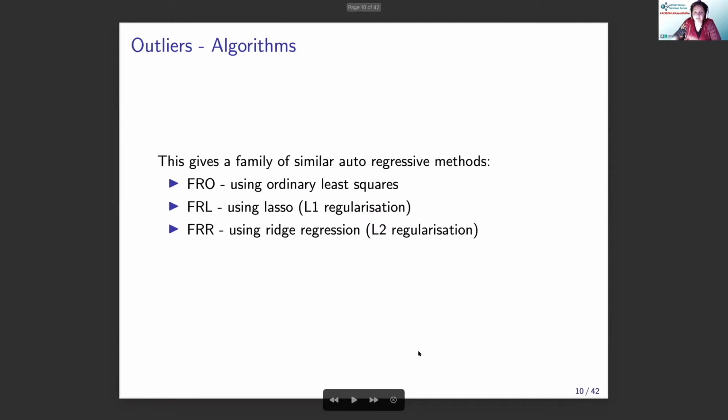This gives us a family of similar autoregressive methods. So FRO is feature regression using ordinary least squares. L is using lasso or L1 regression. This is using the absolute value of the weights, so making the weights sparse rather than small. And FRR is using ridge regression, which is L2 regularization, so having smaller, more subtle weights to model the series.